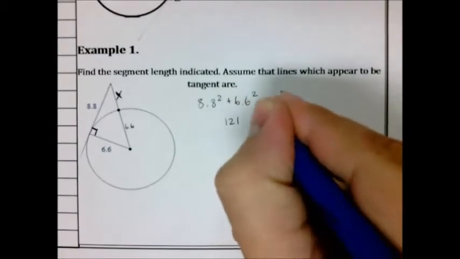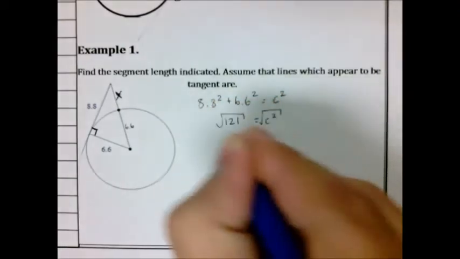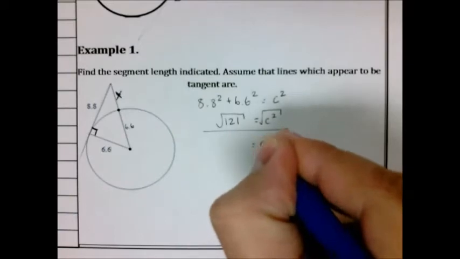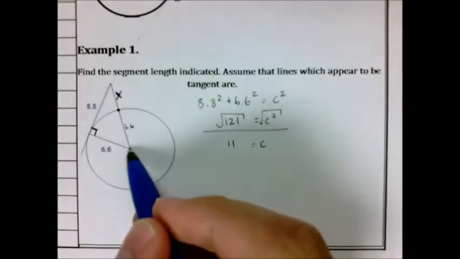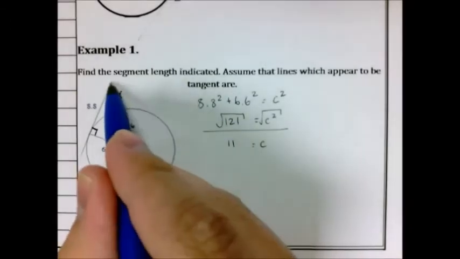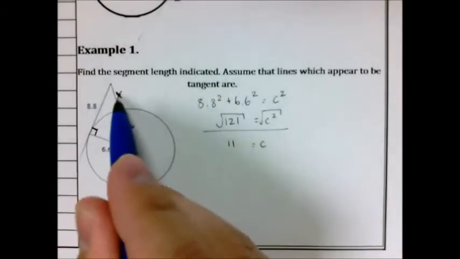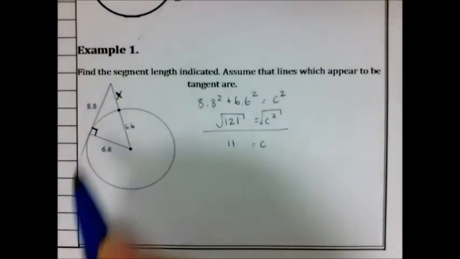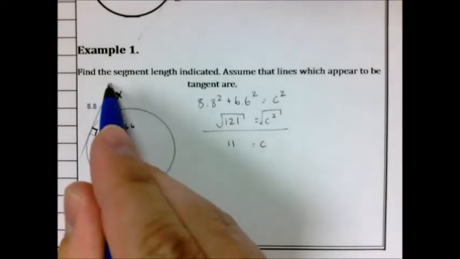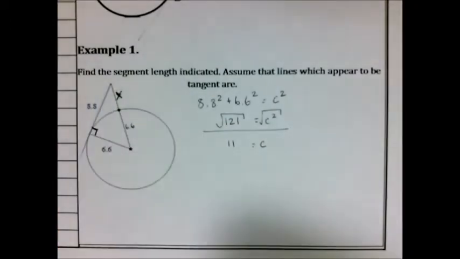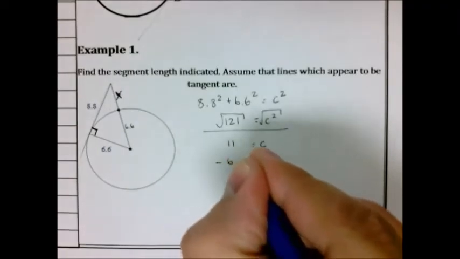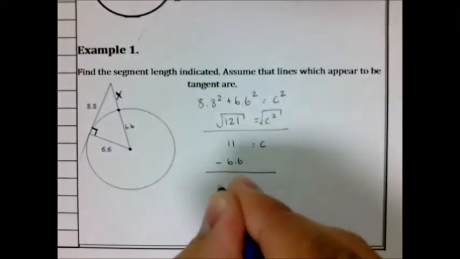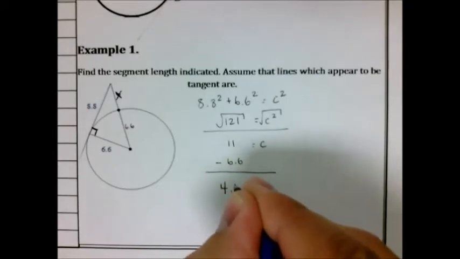Then we just have to take the square root of both sides, and we end up getting C is equal to 11. Now remember, that's C, which is the entire length from the center to the outside point. We're trying to figure out what this length is, just X, from the external point to the circle. So what that means then is we have to take 11 and subtract 6.6 from it. And we end up seeing that X is equal to 4.4.